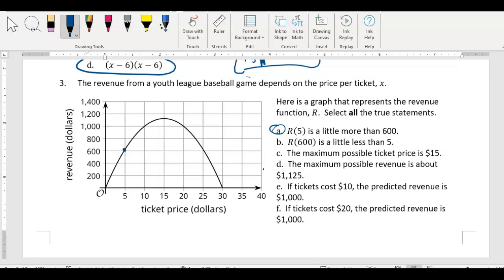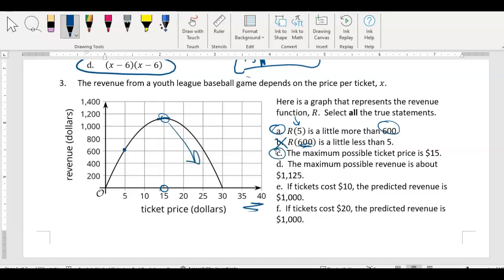R of 600 is a little less than 5. So if I input 600, that's way beyond this graph. So that is not true. Remember, this is the input, this is the output. So this is the X, this is the Y. The maximum possible ticket price is $15. Yeah, so it looks like at $15 right here, we have our maximum right there. So we wouldn't want to raise the price any more than that, or it starts to go back down.